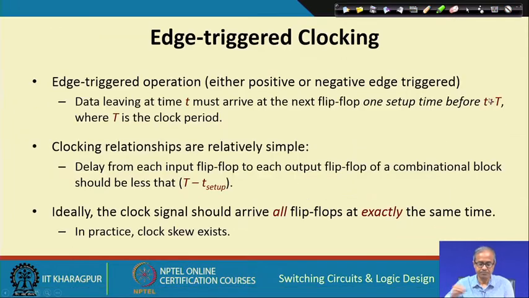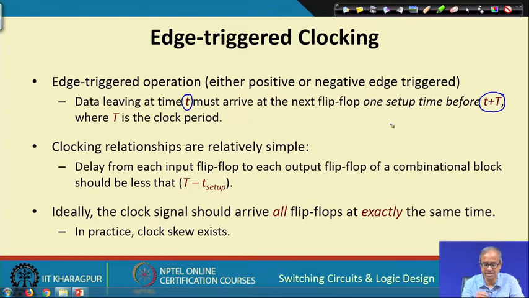So, when you talk about edge triggered clocking, this edge triggered may be either positive edge triggered or negative edge triggered, both ways. To summarize, data that is generated from the output of the flip flop, let us say at time t, must arrive at the next flip flop one setup time before t plus capital T, where T is the clock period. This is exactly what I mentioned in the previous diagram.